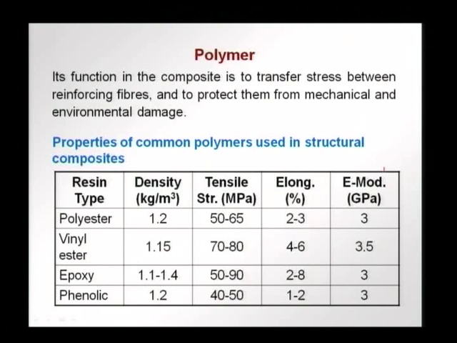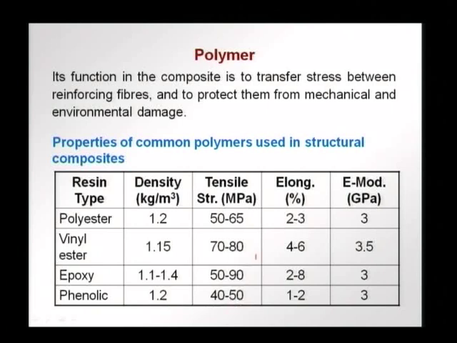Some of the common polymers used in structural composites are given in this table: polyester, vinyl ester, epoxy and phenolic resins. The densities you see are not very high, quite low density. This is one of the advantages of FRP composites in structural applications. The weight or the density is not very high. So, we can get a significant strengthening without increasing the weight of the structure.